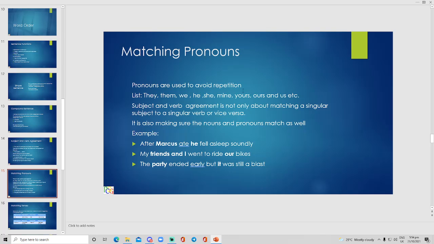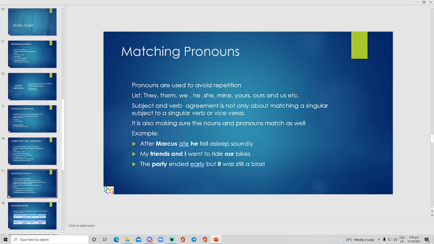Okay, so the next thing, and this is the next factor, pronouns. Pronouns are used to avoid repetition. And here's a list of pronouns. You can look at them while I go through the rest of the slides. Don't have much time. Subject and verb agreement is not only about matching a singular subject to a singular verb or vice versa. It is also about making sure the pronouns match as well. And this is not very often talked about, and that's why I wanted to add it in here.